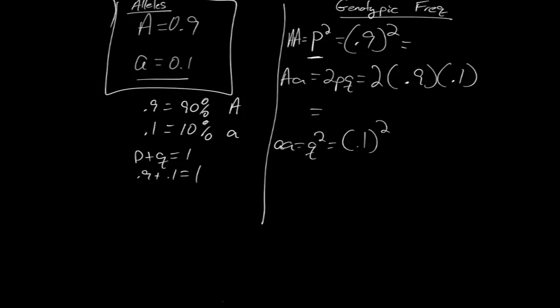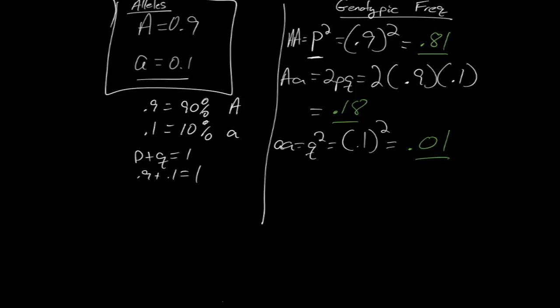0.9 squared is 0.81. And then 2 times 0.9 times 0.1 is 0.18. And then 0.1 squared is equal to 0.01. And those are your frequencies. So you got 81% of the population is big A, 18% is heterozygous, and only 1% is homozygous recessive.